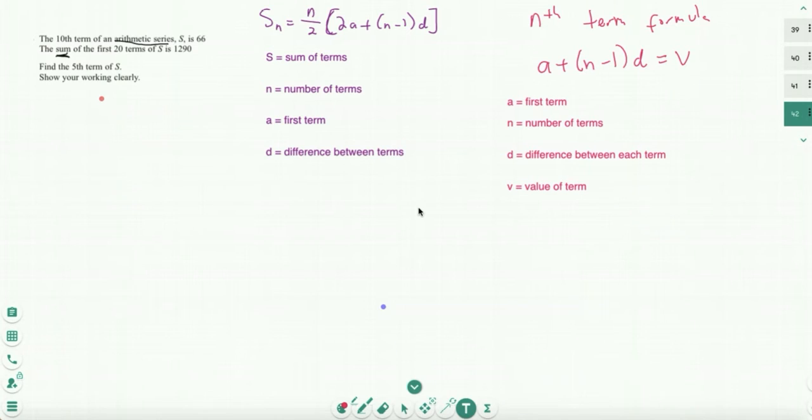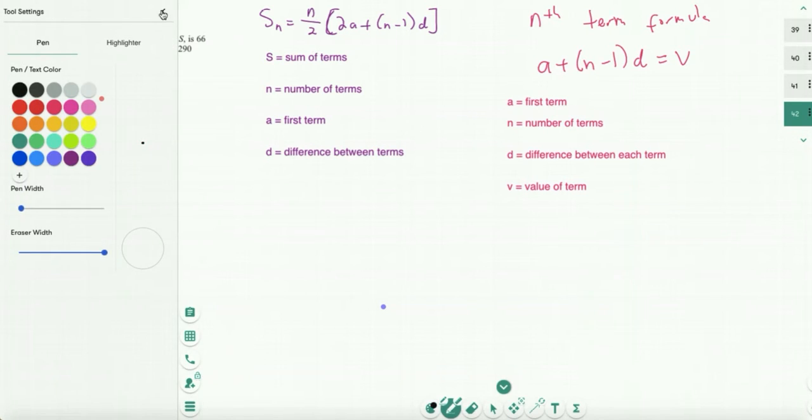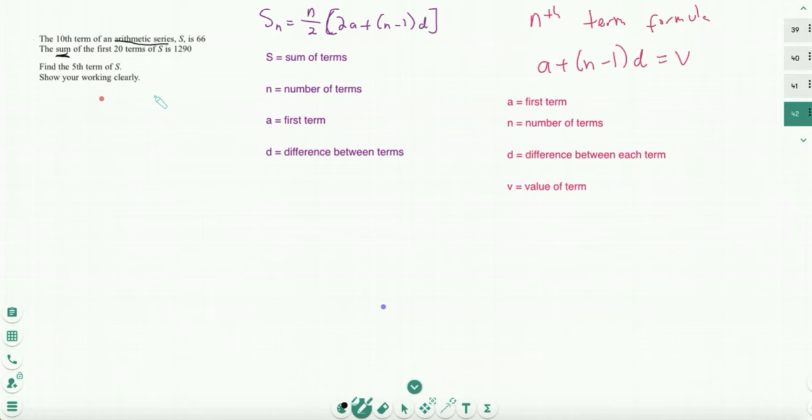All right. Last question. The 10th term of an arithmetic series is 66. The sum of the first 20 terms of S, which is our sequence, is 1290. Find the 5th term of S. So what do we know? We have an arithmetic series, and we know what the 10th term is, and we're looking for the 5th term. So let's just show a little table of this. So n and the value.